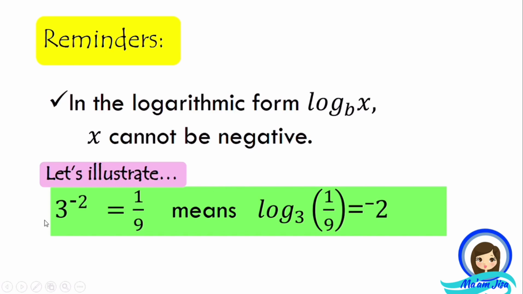Let's illustrate. 3 to the power of negative 2 equals 1/9 means log of 1/9 to the base 3 equals negative 2. x in our illustration is 1/9. Even if the base is raised to a negative exponent, the answer is still positive, and that is why the logarithm of a number cannot be negative.